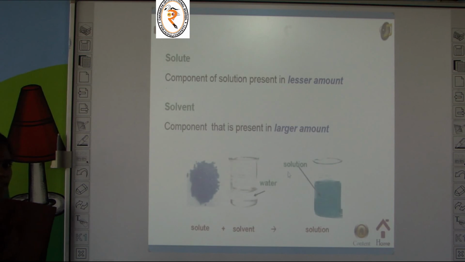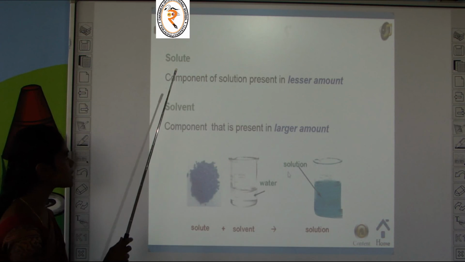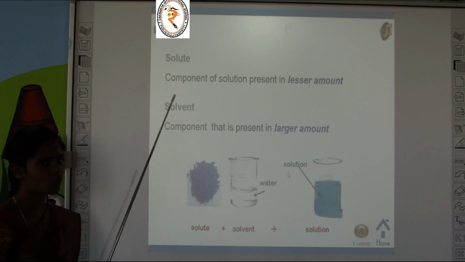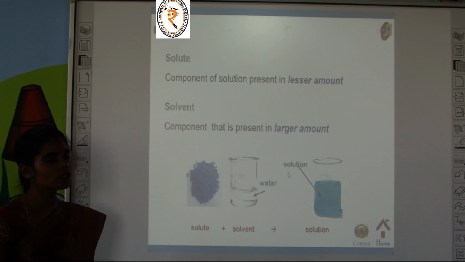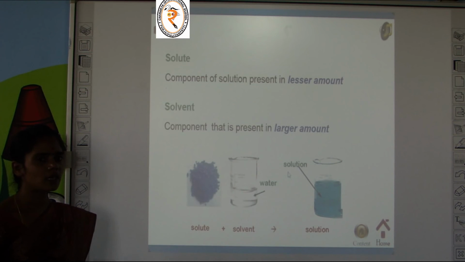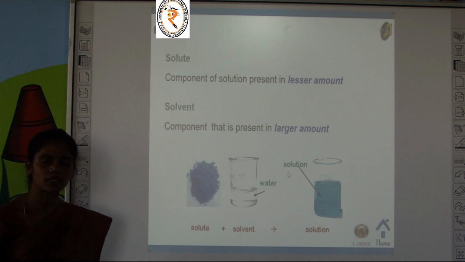The solution consists of two particles. One is solute and the other one is solvent. The component of a solution present in lesser amount is called solute. For example, we can make a sugar solution: we take more water and less amount of sugar, isn't it?